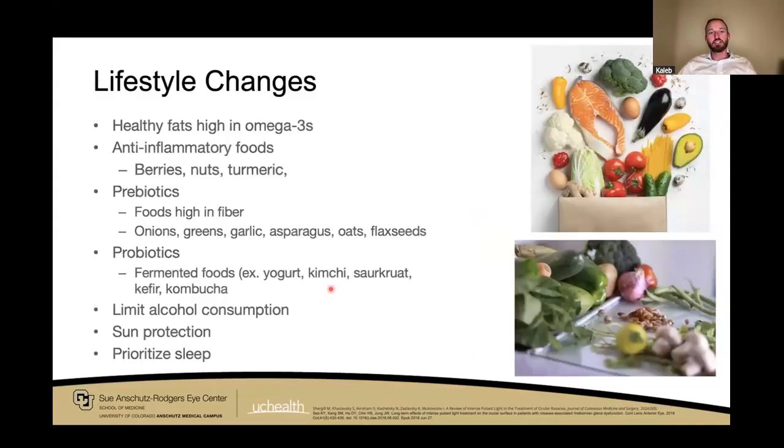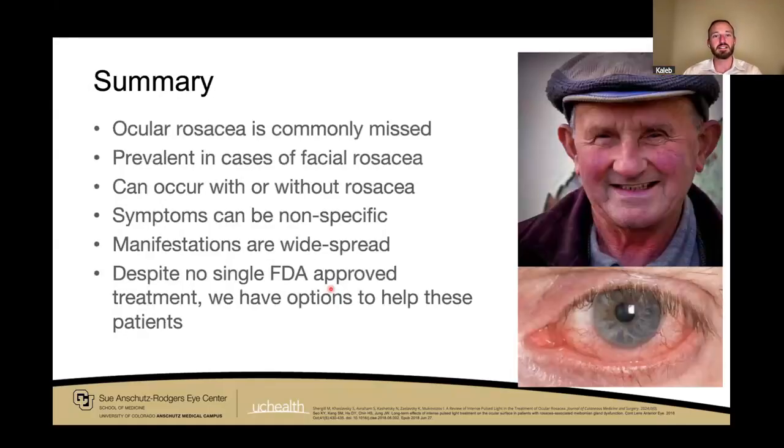And there are also lifestyle changes that patients can make. So eating foods that are high in omega-3s, anti-inflammatory foods, prebiotics, probiotics, limiting alcohol consumption, prioritizing sleep, and then of course, sun protection in these cases.